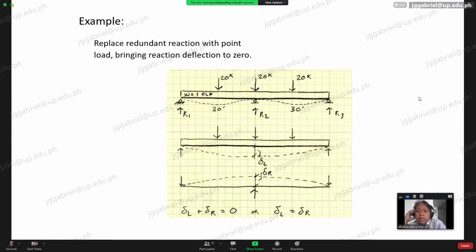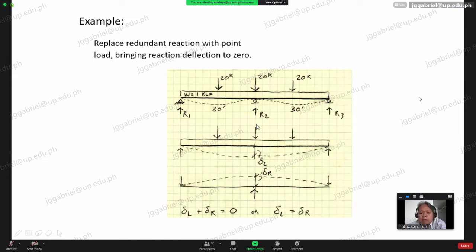That's 20 kilopounds, no? Kilopounds. Now, perhaps you did not notice this. This one is a uniformly distributed load. Ito na, itong W equal to 1 kip per lineal foot. So 1 kip per lineal foot yan. Okay?